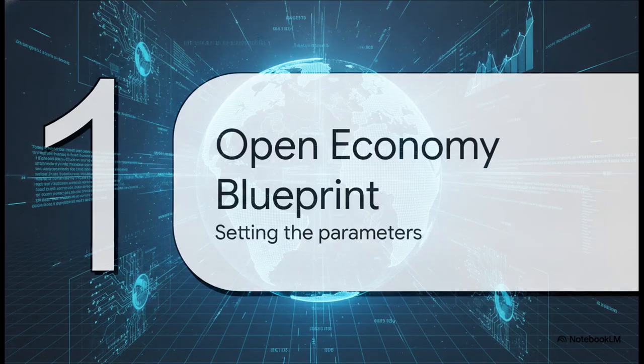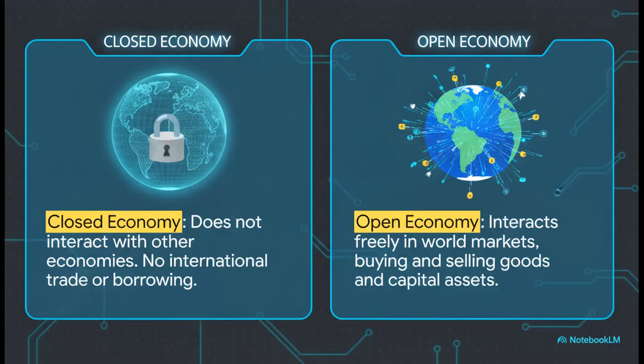Section 1. The Open Economy Blueprint. All right, let's get into it. For a long time in macroeconomics, it's just easier to assume we're working with a closed economy, a closed system that doesn't interact with the outside world. And that's a really useful simplification for learning the ropes. But unless we're talking about the entire global economy, and we still don't have interplanetary trade, it's just not reality. The real world is an open economy. It interacts freely in world markets, constantly buying and selling goods, services, and capital assets on a massive global scale.